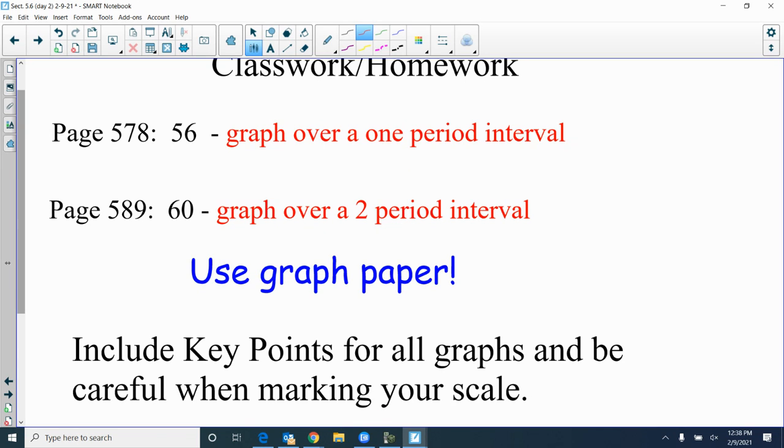You have to put down the key points. You have to indicate what your scale is. You can't just put a little X, Y axis and a squiggly line and some random points. Okay, so I need to see if you know what you're doing. Now I am going to hand you this review sheet.